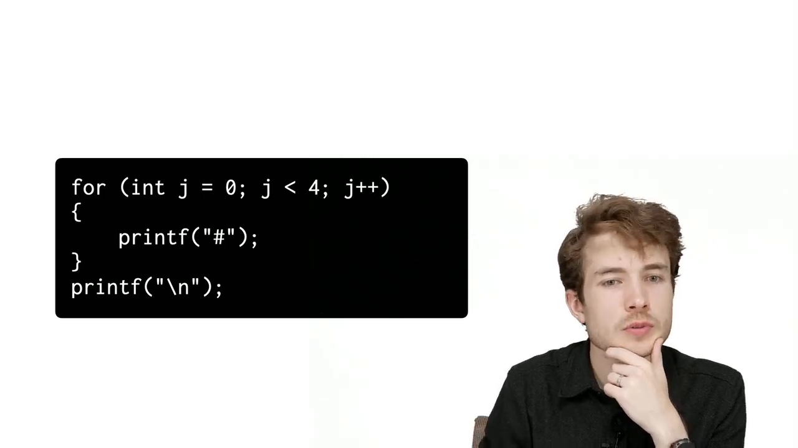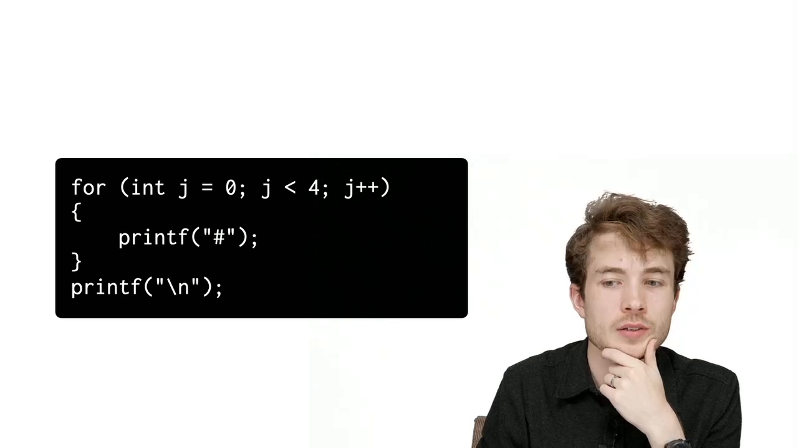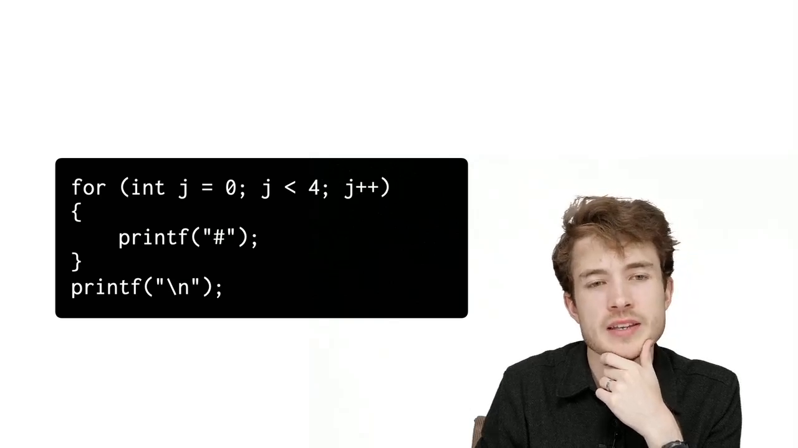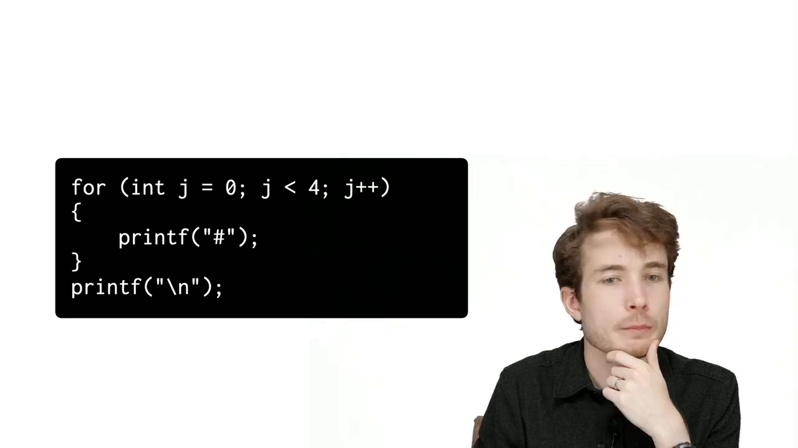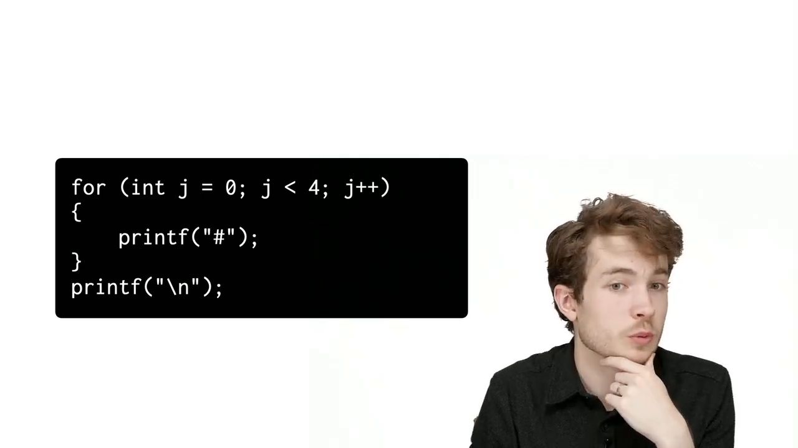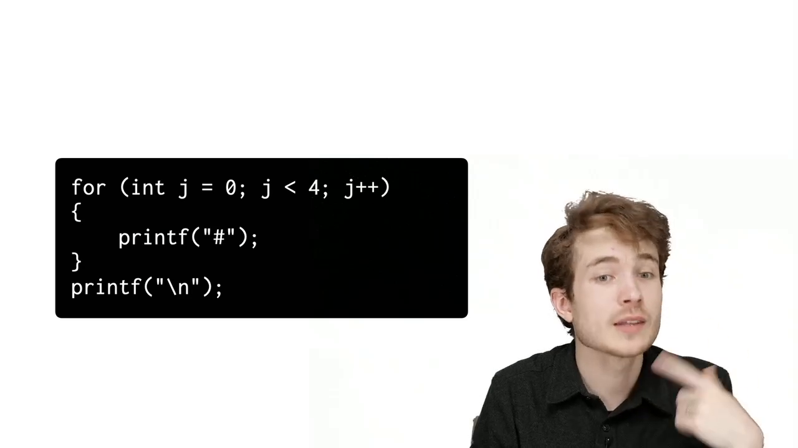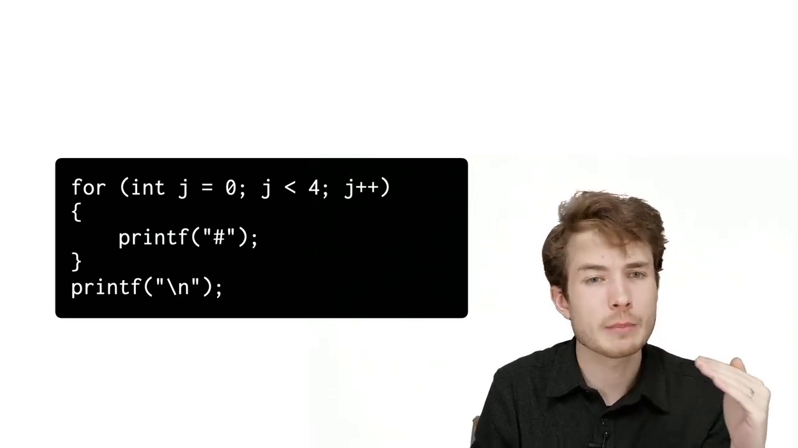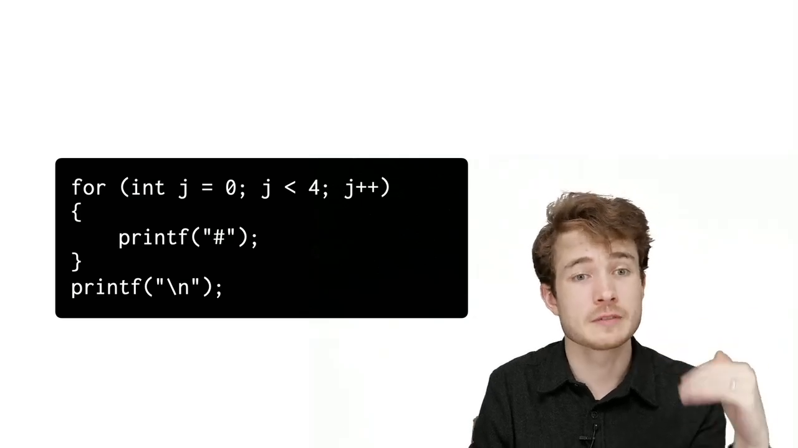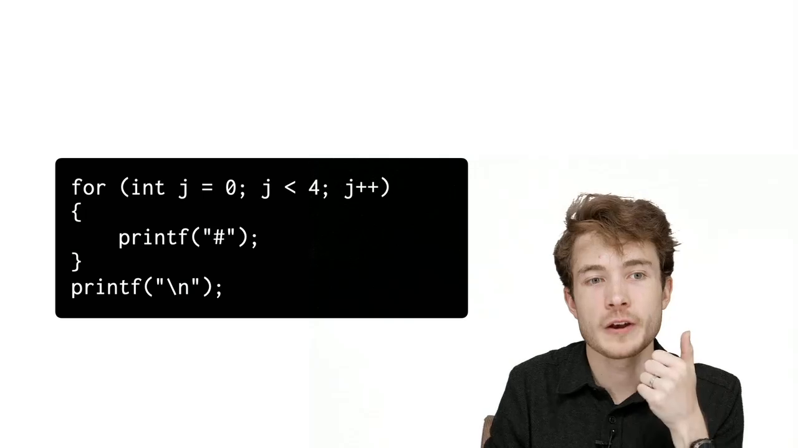I have one loop to make a single line. I'm seeing an idea coming up in the chat. Maybe we could use another loop to have more than one line, not just a single line, but maybe multiple, like four lines of four hashes to make a square of hashes.